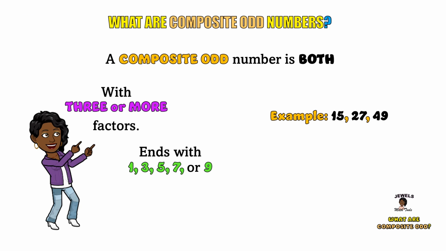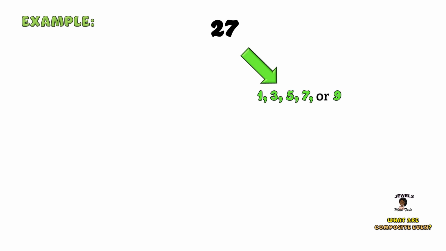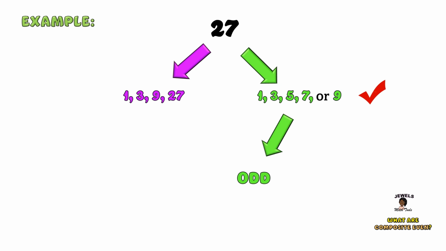So let's look at how this example works. Let's look at the number 27. So 27 is odd because it ends with 1, 3, 5, 7, or 9. So that covers the odd part of this number. But when it comes to the composite part, we know that the factors of 27 are 1, 3, 9, and 27. And because it has three or more factors, that means that this number is also composite. So we can say that this number 27 is a composite odd number.